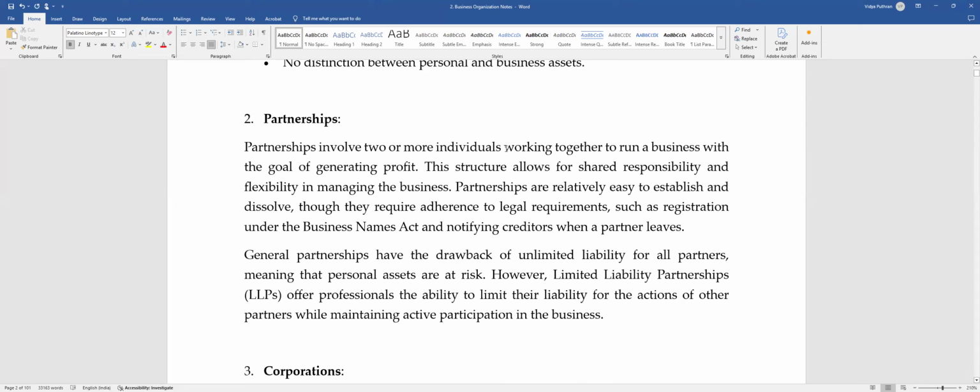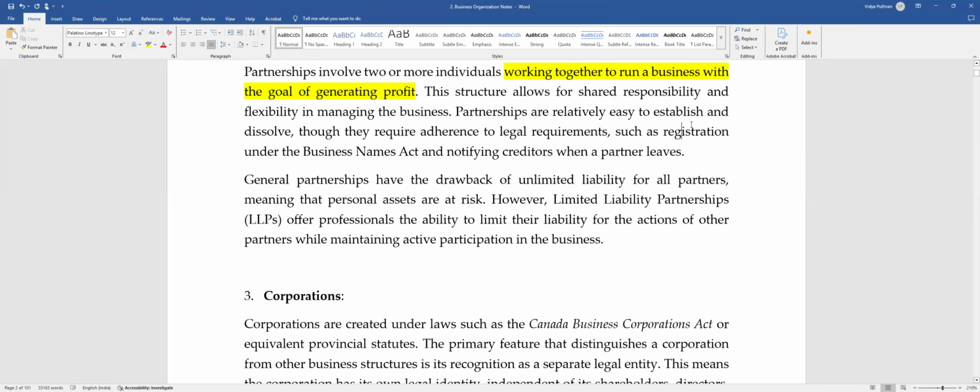Not like, one person is having another person as an employee. No, that is not partnership. They have to work together to run the business with the goal of generating profit. So this has to happen, then that is called as partnership. This structure allows for a shared responsibility and flexibility in managing the business.